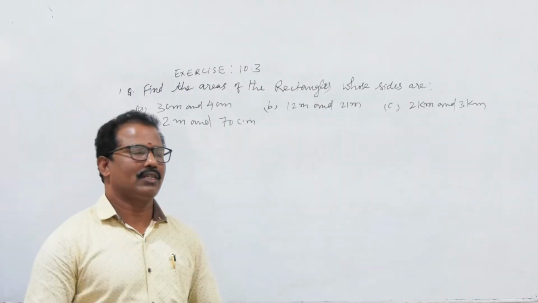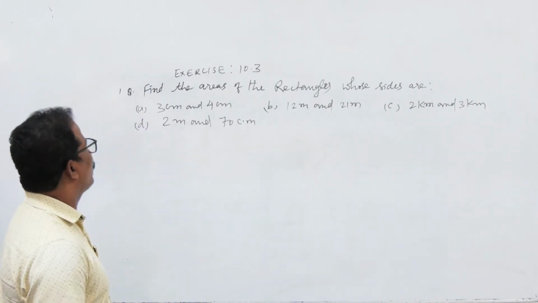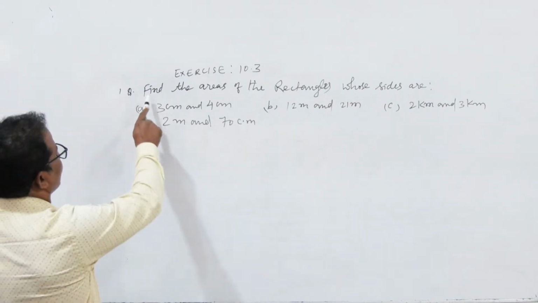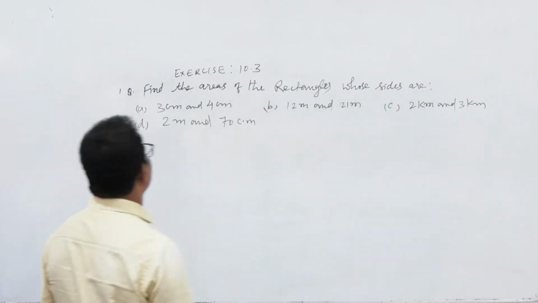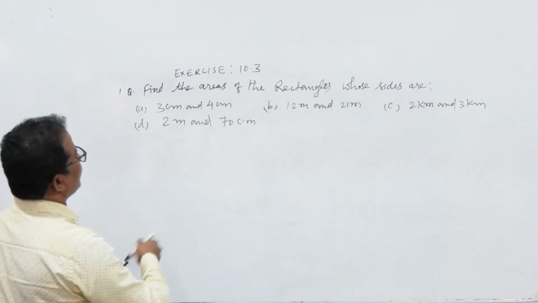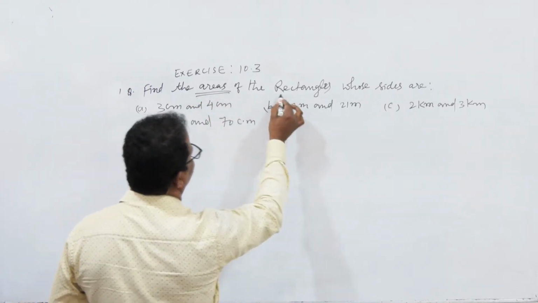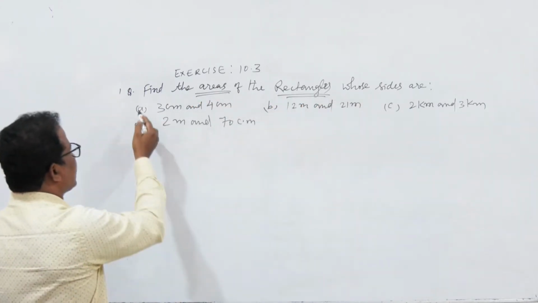Okay. Now see the next exercise, that is exercise 10.3. First question: find the areas of the rectangles whose sides are given. So we need to find the areas of the rectangles whose sides are given in the first question.